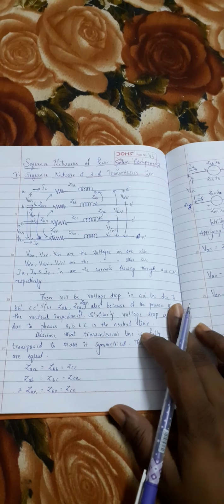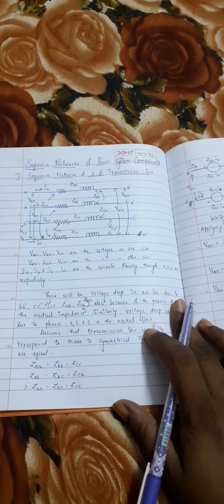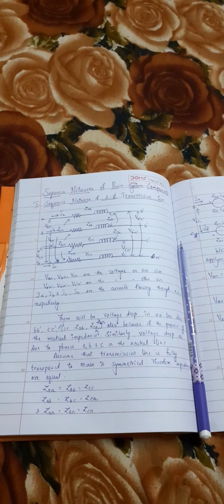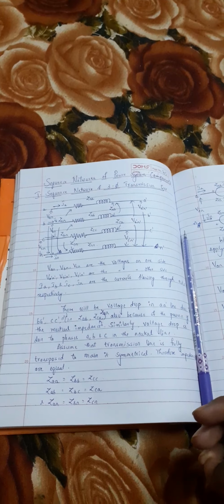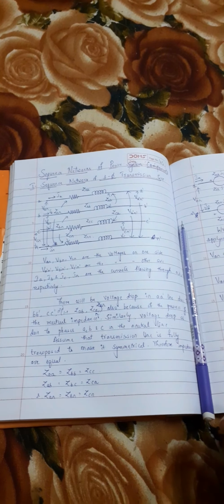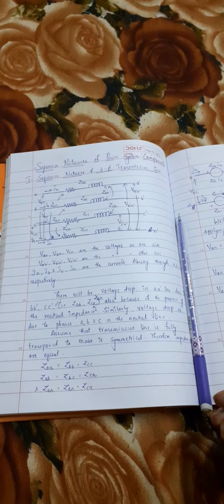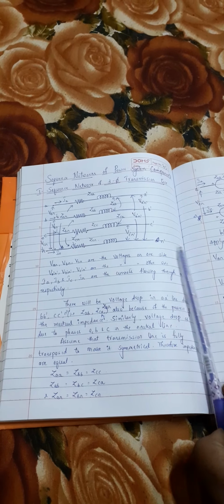Now I am going to discuss the sequence networks of power system components. So here we have to discuss about the transmission line, the transformer and the generator, which is nothing but the alternator. Now first coming to the sequence network of three-phase transmission line.